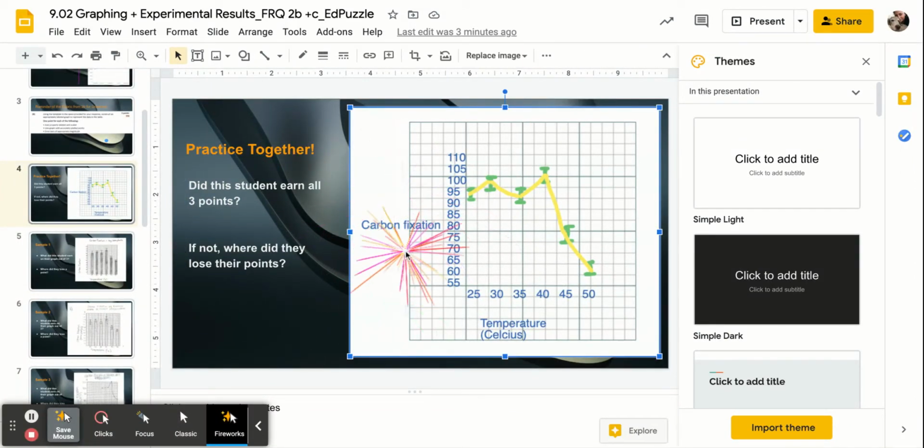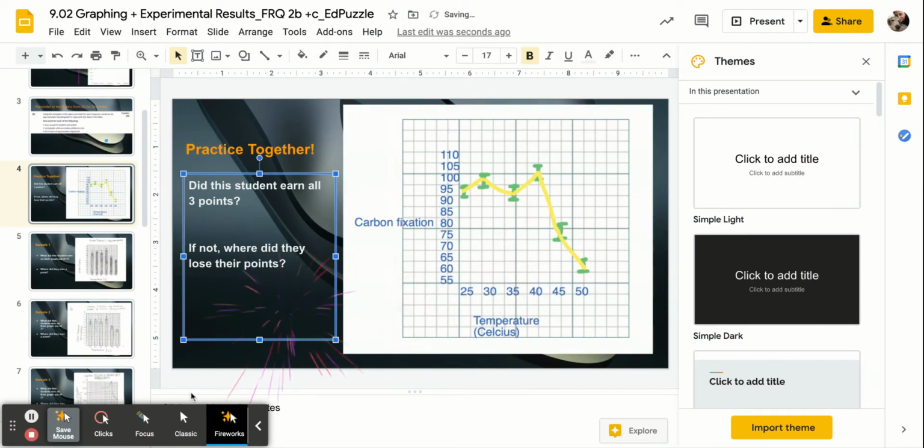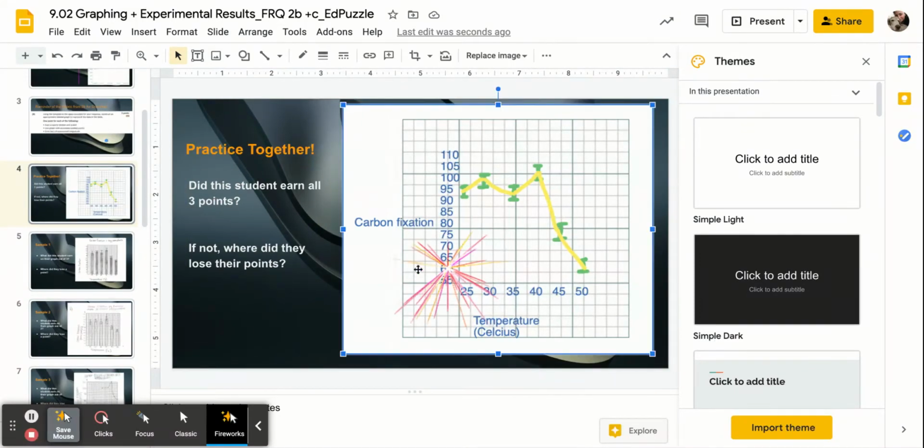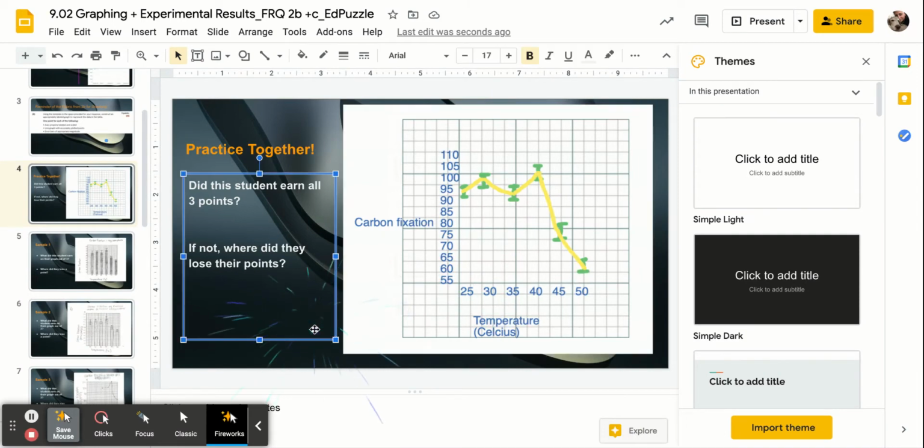Ooh, that's fun, my fireworks. Carbon fixation does not have units, which means you would not get the point for the labeling, but also within that point is the scale. This also did not start at 0 on the y-axis, okay? You can start at 0 and then use the break, which will look like some squiggly lines. However, you need to make sure that you're still starting at 0. So they actually wouldn't have gotten that point either way, even if they had the units, because the scale is wrong, only because it starts at 0. It does go by 5s, which is great.